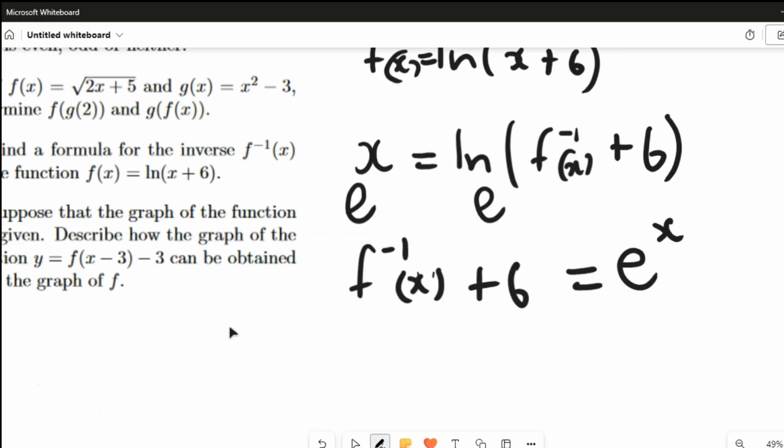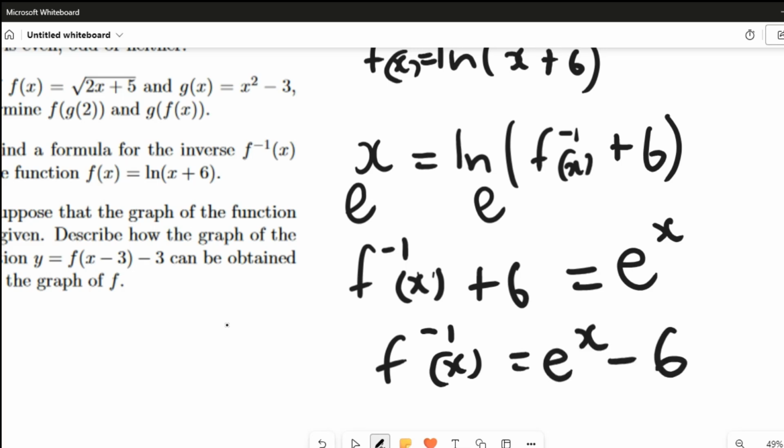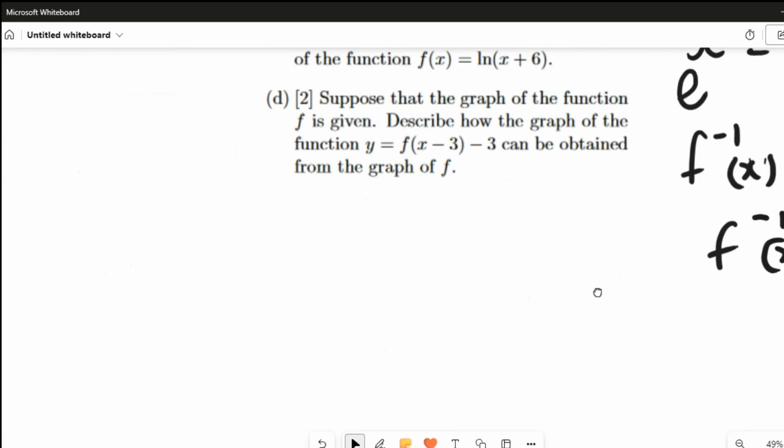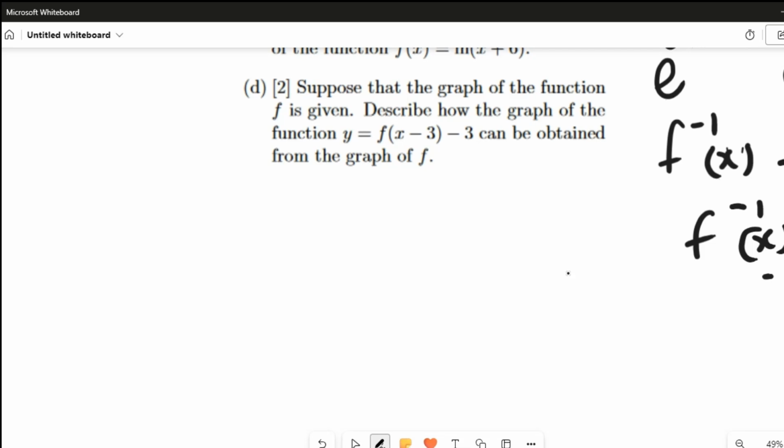And therefore the final answer for the f inverse of x is just e to the x minus 6, and that is your final answer. Okay, let's look at the next one. The last one is just a matter of English and understanding mathematics. Just put it like this here and solve it.